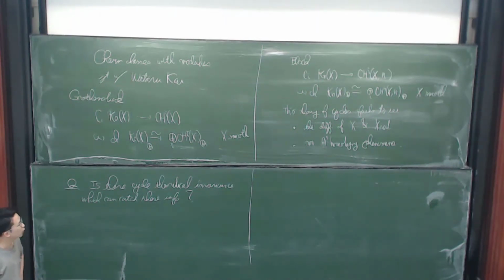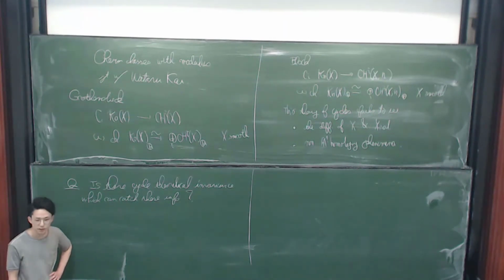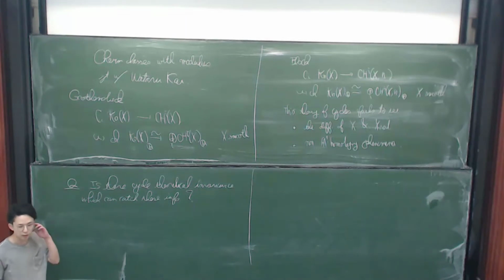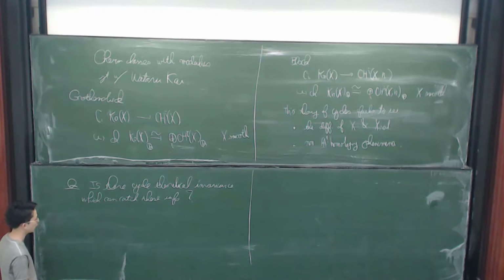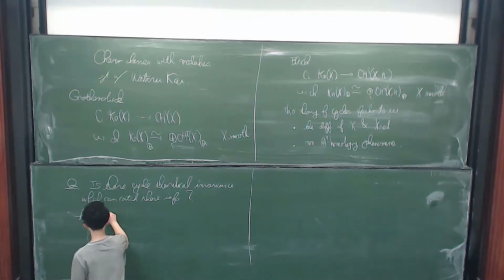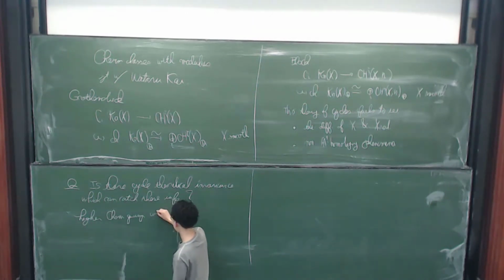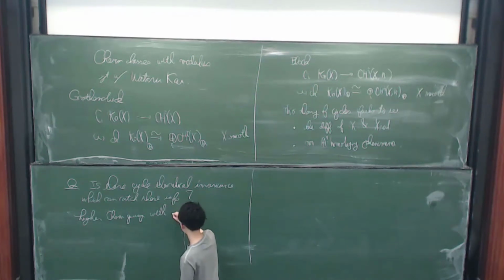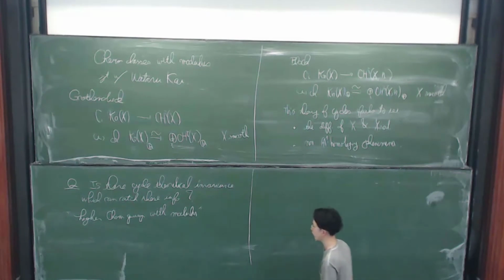And in a somewhat different direction, Kerz and Saito defined zero cycles with modulus to prove their main theorem on wildly ramified class field theory. And these notions are combined into a single notion called the higher Chow group with modulus.